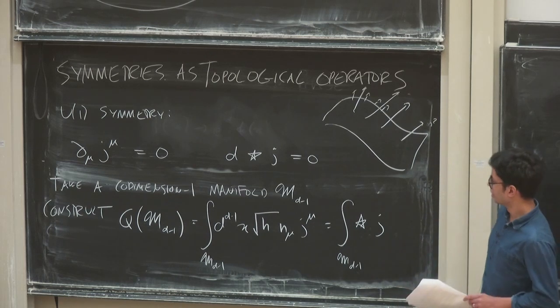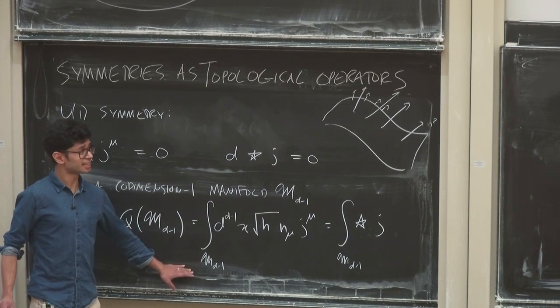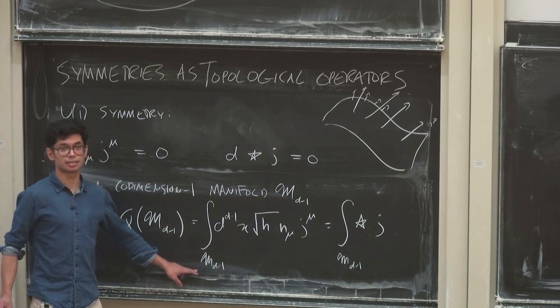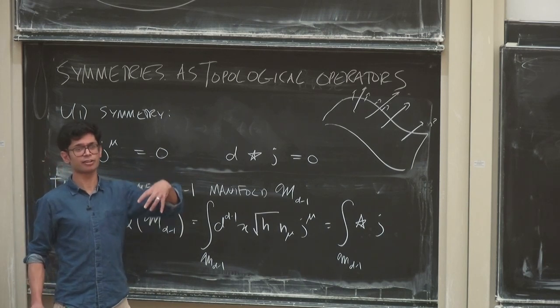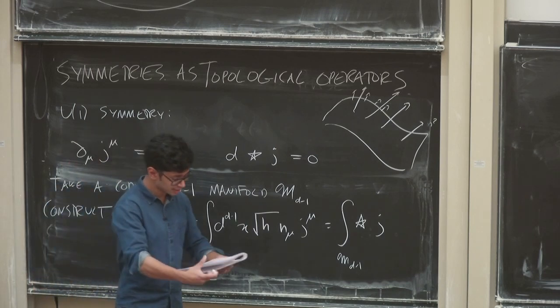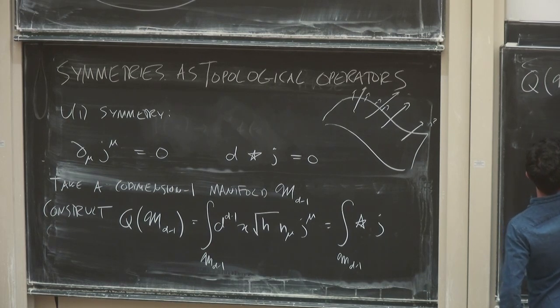Now, Q of M looks like it depends on M. But it doesn't. Q of M is actually independent under small wigglings of M because j is conserved. I have a flux of a conserved current that doesn't care about the surface you integrate the flux over. This is the crucial point, so I'm going to write this down. Q of M_{d-1} is invariant under small deformations of M_{d-1}. It's what is called a topological defect.